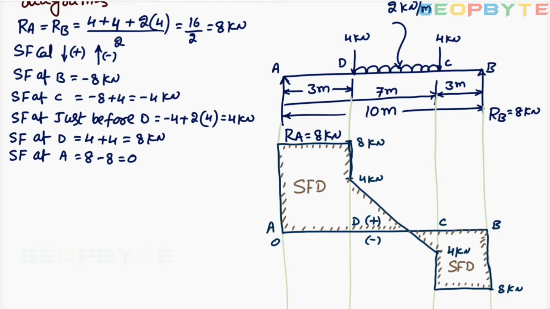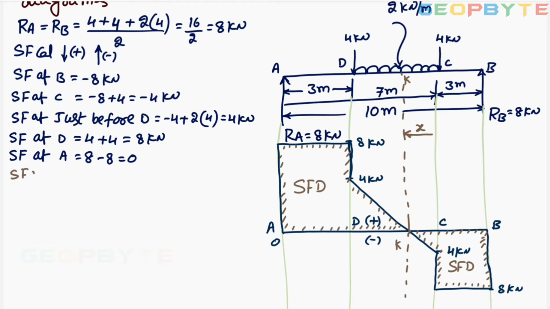Somewhere at K, at a distance of X, the SF value changes its sign from negative to positive. At that point the bending moment will be maximum. To know the maximum bending moment value at point K, you need to find the X.